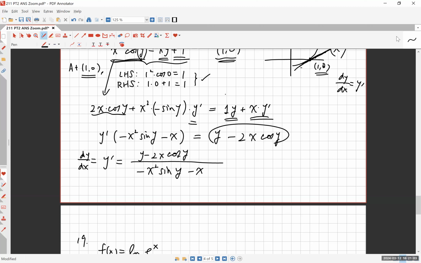Now, this looks really ugly, but that's okay because we are not concerned about writing this for every point. We just need this thing for 1, 0. Okay, so if you plug in 1, 0, 1 for x and 0 for y, you get 0 minus 2 times 1 times cosine of 0, which is 1. All over, well, let's see, it's negative 1. Sine of 0 is 0 minus 1. So this is negative 2 minus negative 1. That's 2.